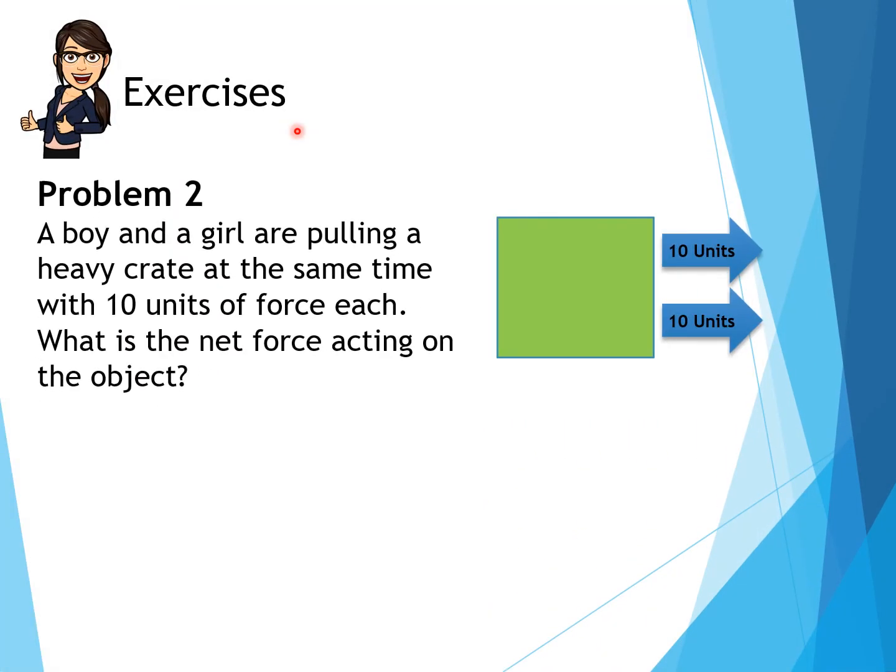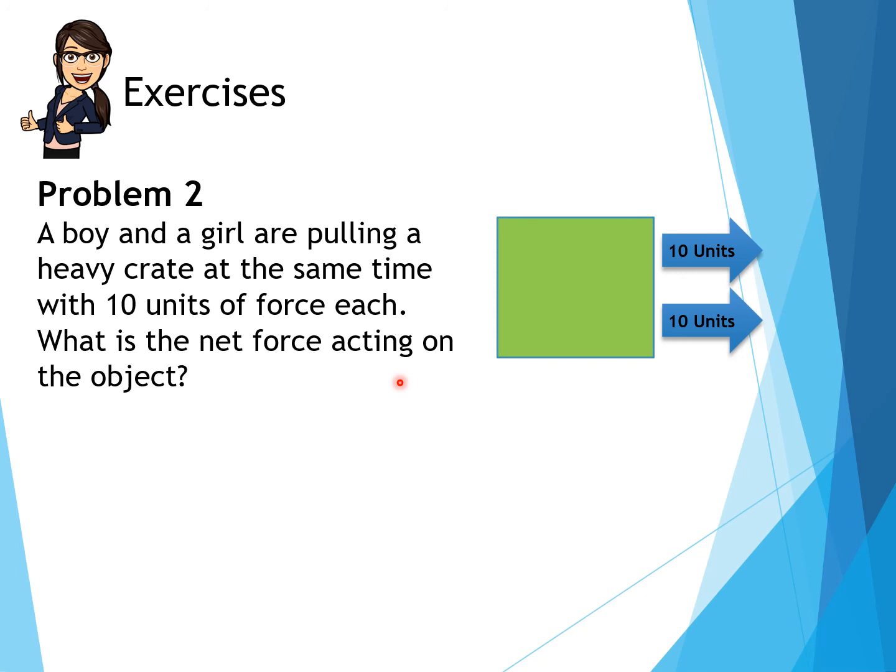Problem number 2. A boy and a girl are pulling a heavy crate at the same time with 10 units of force each. What is the net force acting on the object? Again, they use 10 units of force each, pulling at the same time. Since they are pulling at the same time, the force will be in the same direction. Now, try to solve.